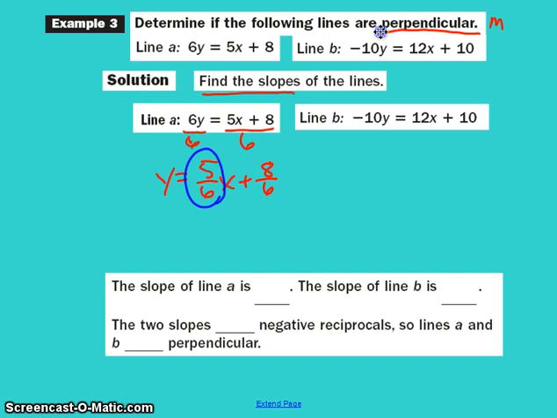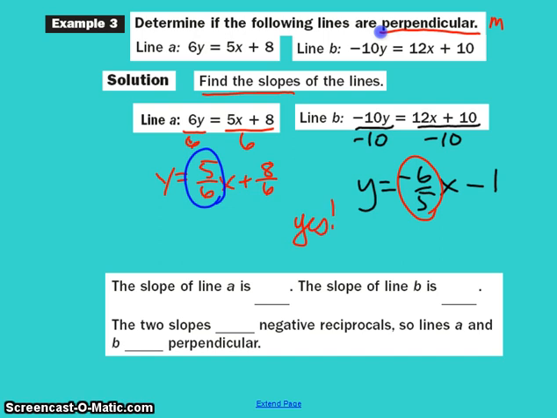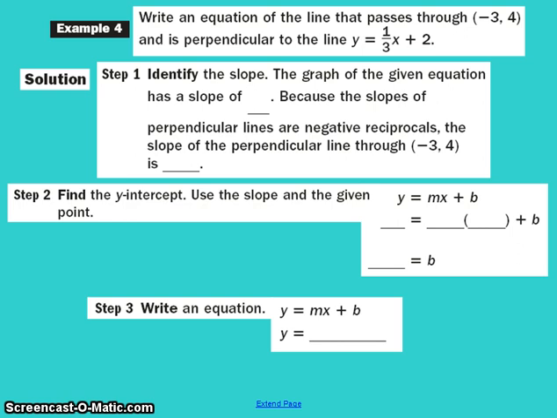And if the slope of the first one is positive 5/6, to be the negative reciprocal, I'm looking for -6/5 here in line B. So y equals, well, 12 over -10. 12 over -10, yeah, that would be -6/5. So, yes, these lines are perpendicular. And I can prove that because I have them both in slope-intercept form.